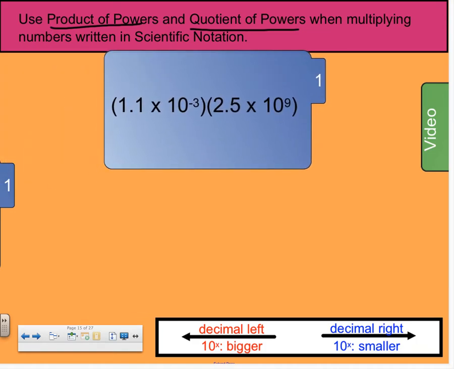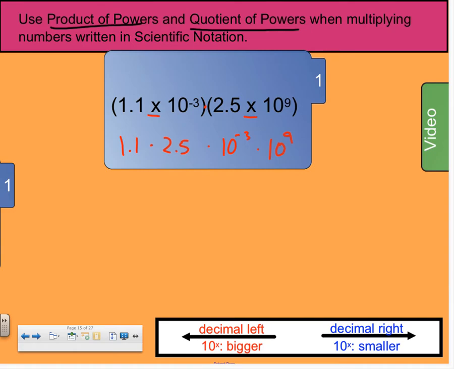The first one, we have two scientific notation numbers being multiplied together. We can simply rewrite this because all of this is multiplication. We have multiplication here, here, and here. So I can rewrite 1.1 times 2.5 times 10 to the negative third times 10 to the ninth.